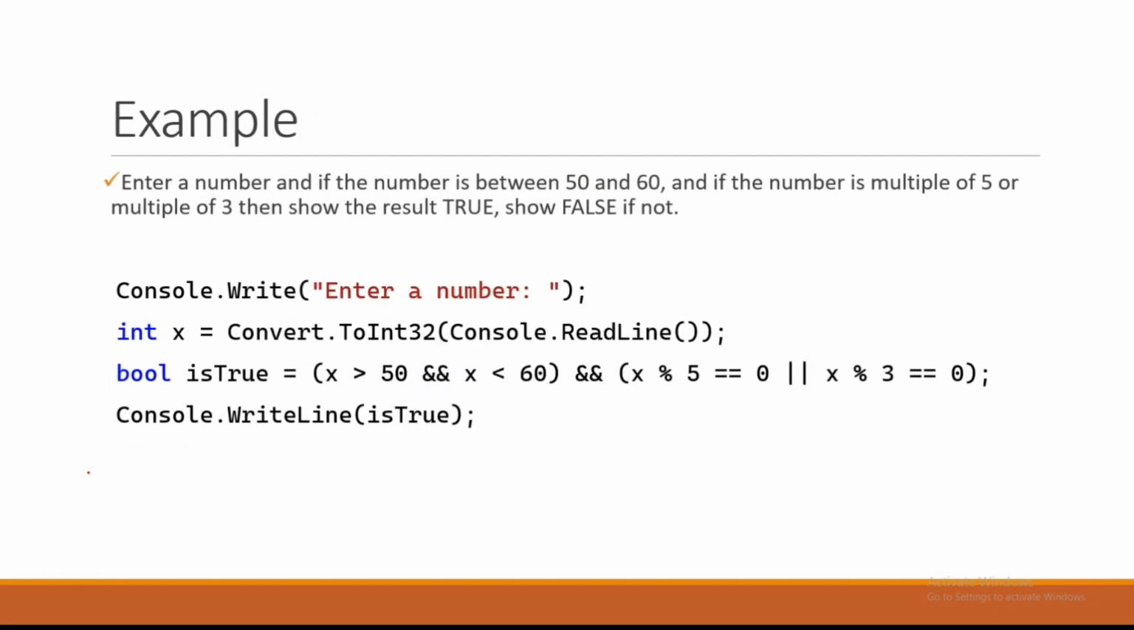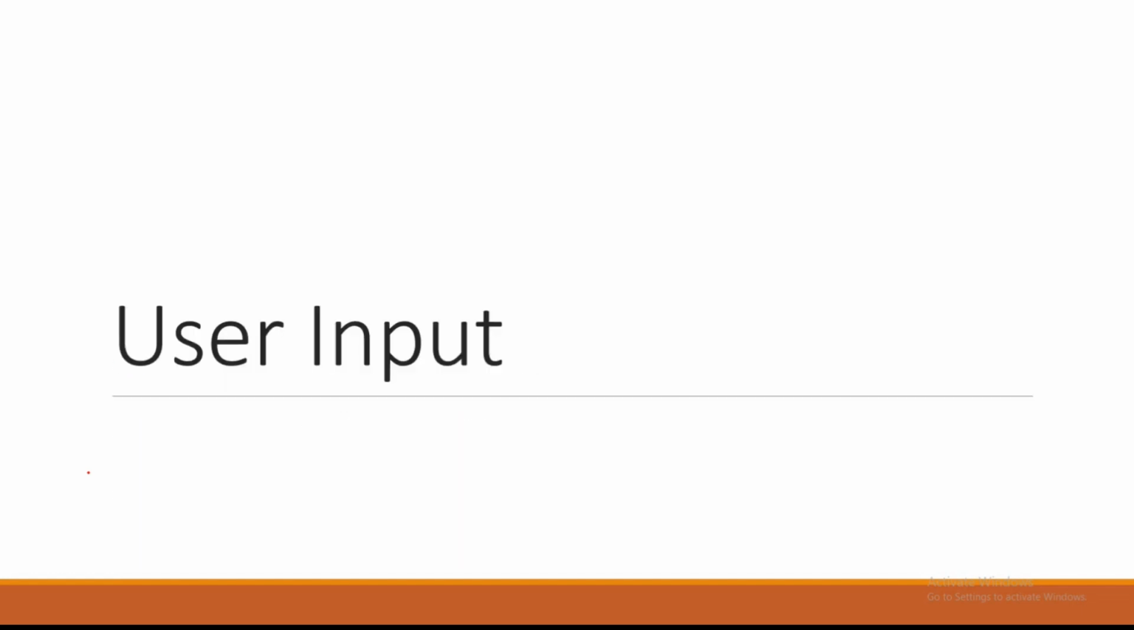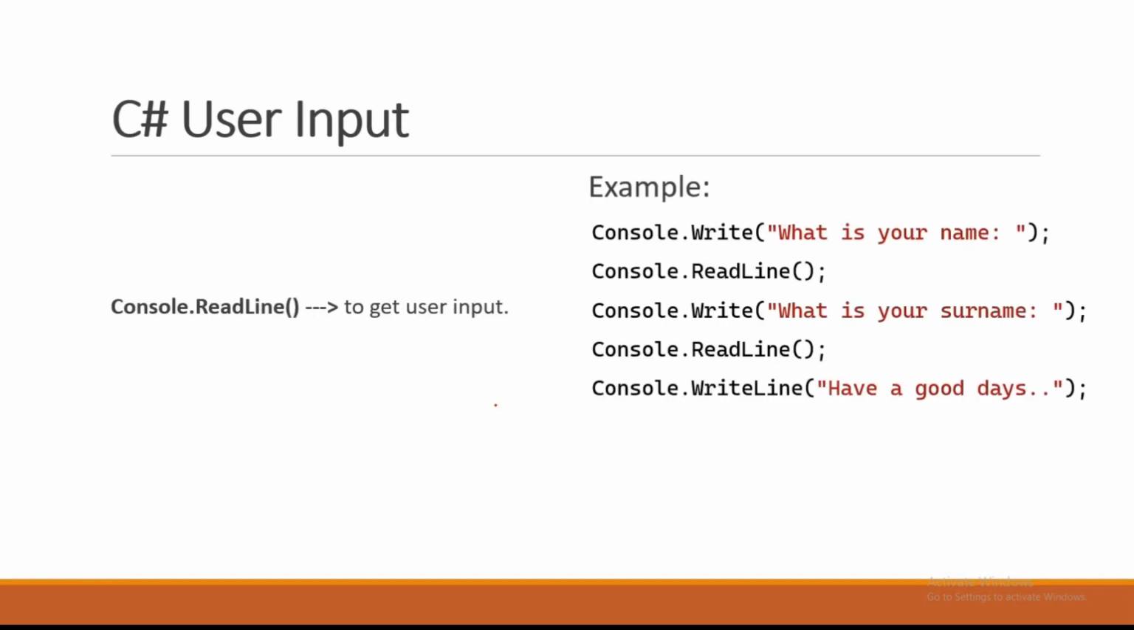Examples I'm going to share in this slide, of course, you can get anywhere. And yes, let's see user input. The last thing that we are going to discuss, user input, is very important. We are going to get information from the user. In C sharp, we are going to use ReadLine for it. ReadLine is for getting information from the user.